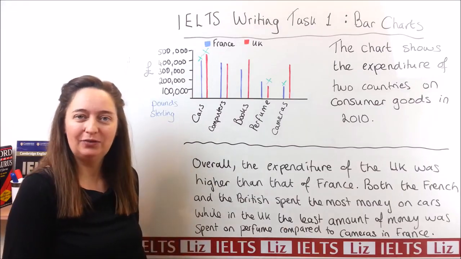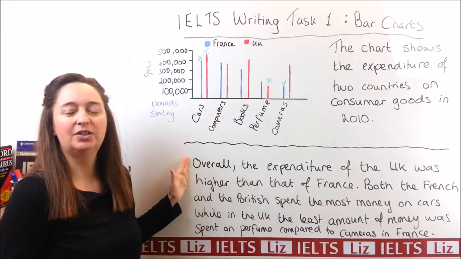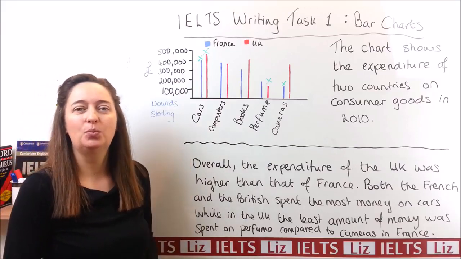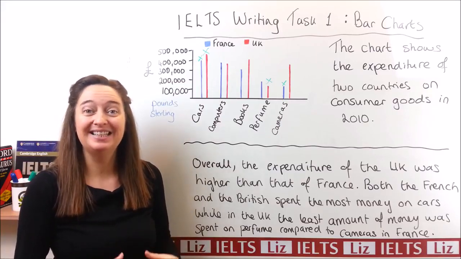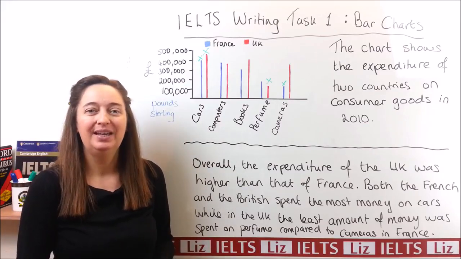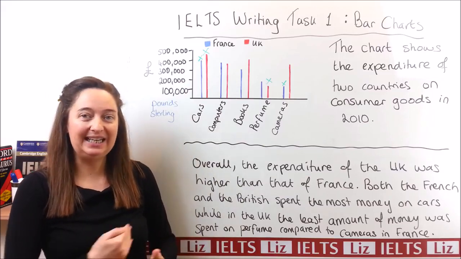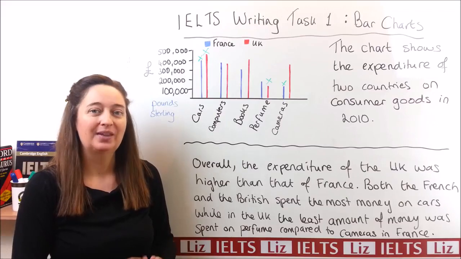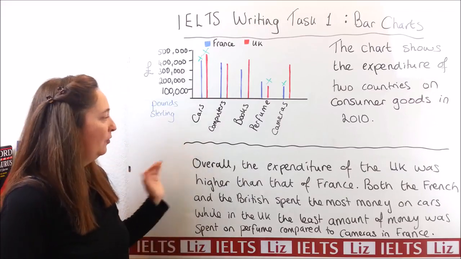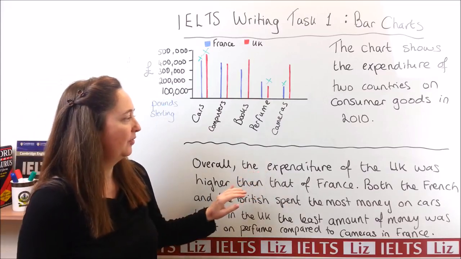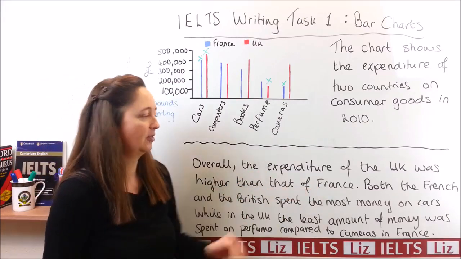And here we've got the overview. So let's have a look. We start with the word overall because we want to show the reader, to show the examiner, that this is our overview. This is a good technique to use because it means the examiner can easily find the overview, and that will help us get a better band score. So overall, the expenditure of the UK was higher than that of France.